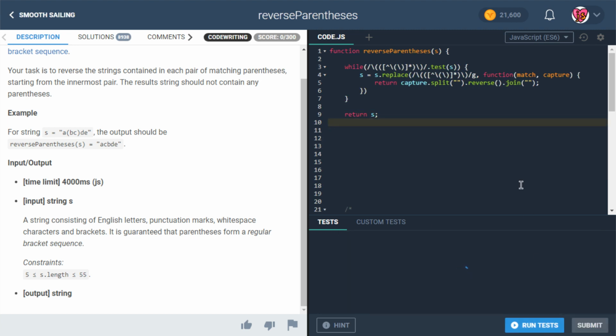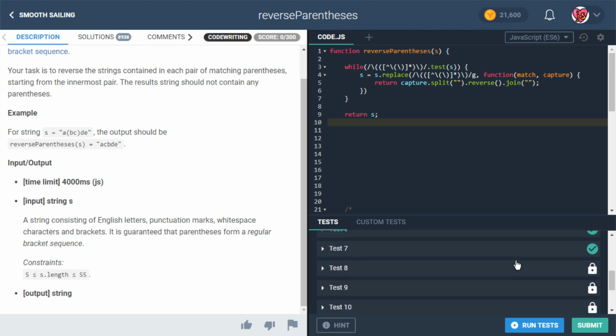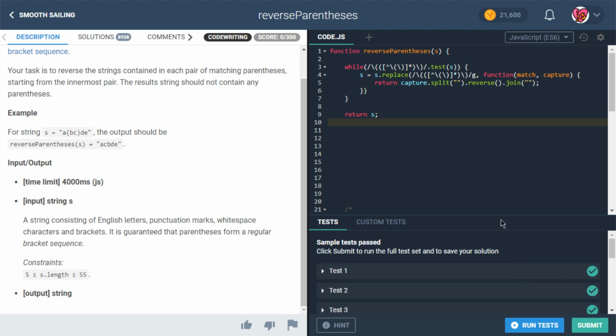So run the tests. A moment of suspense here. Oh, yeah, look at that. Check marks all around. Everyone is very happy with this. So this is good. This is very good.